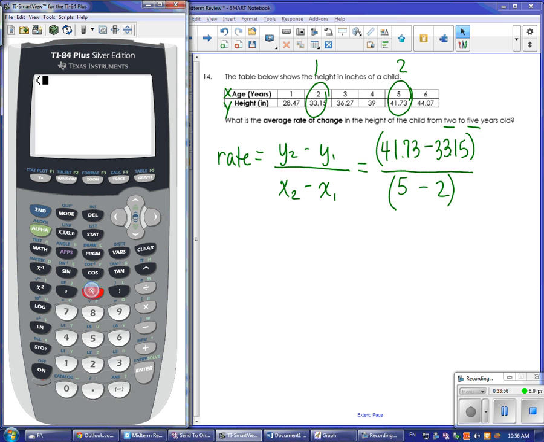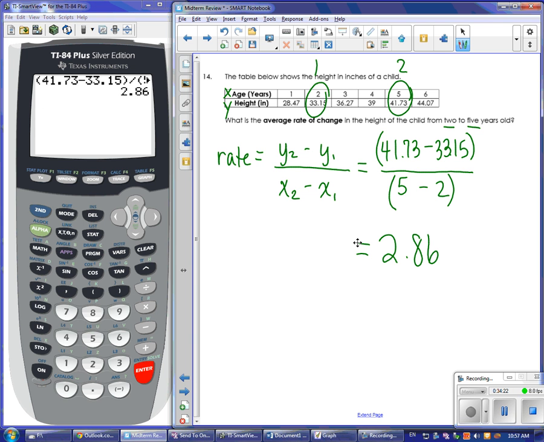So in parentheses, I've got 41.73 minus 33.15. I'm going to close my parentheses before dividing, and again, I need to put parentheses around my denominator, 5 minus 2, or you can just write a 3. And we get 2.86.